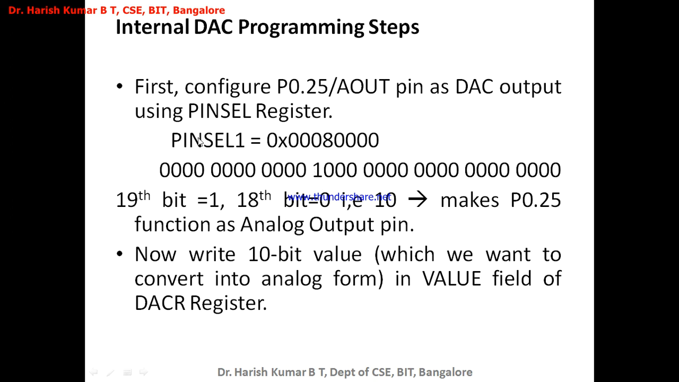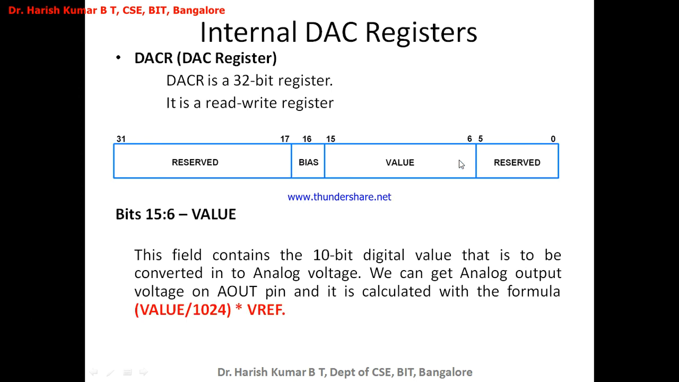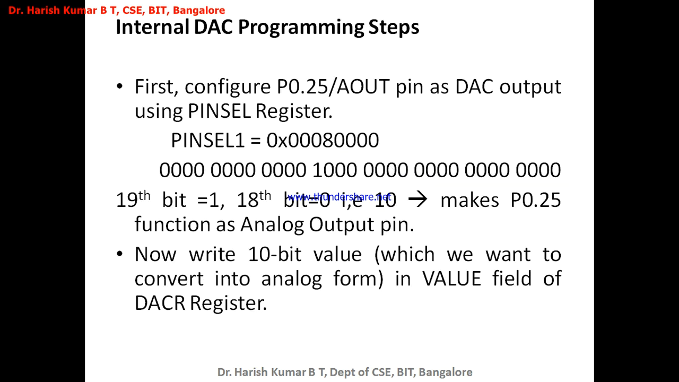When I make this and assign it to pin cell 1, it will make P0.25 function as an analog output pin. After you make P0.25 act as an analog output pin, the next thing to do is write a 10-bit value, which we want to convert to analog form, in the value field of the DAC register. Then it will convert it and give the analog form of that digital input via pin 0.25.